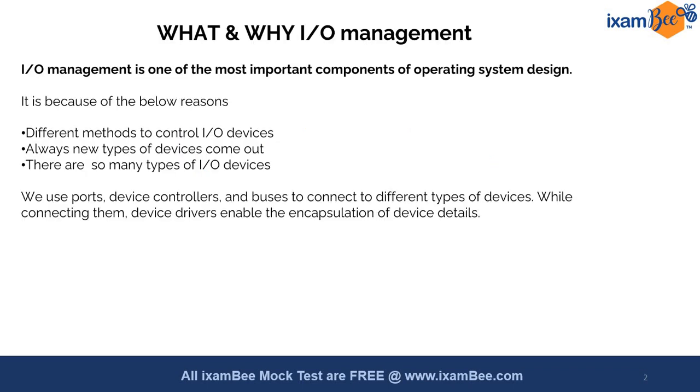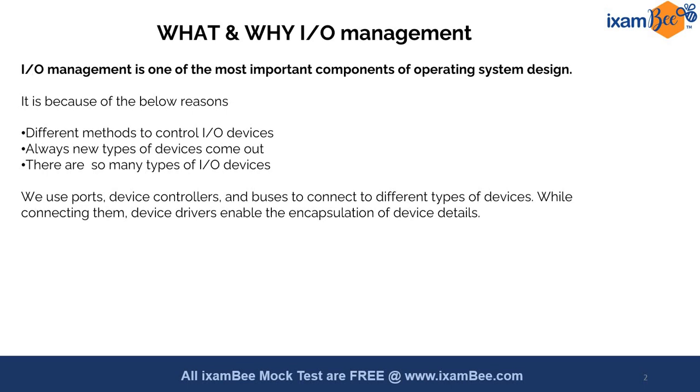So beginning with the IO management, first I will answer why and what we need in the IO management. IO management is basically the input output management, and it is one of the most important components of the operating system design. Whenever we are designing an operating system, whenever we are making computer architecture, we have to keep this subsystem in mind. Why do we have to consider this carefully?